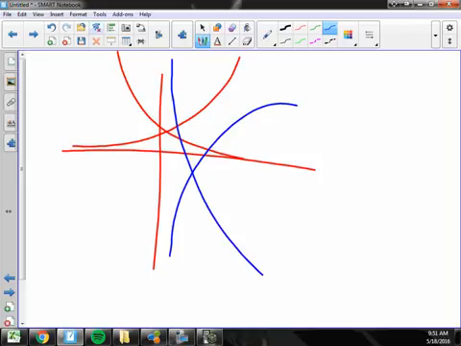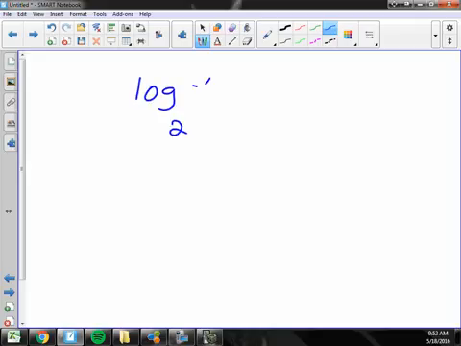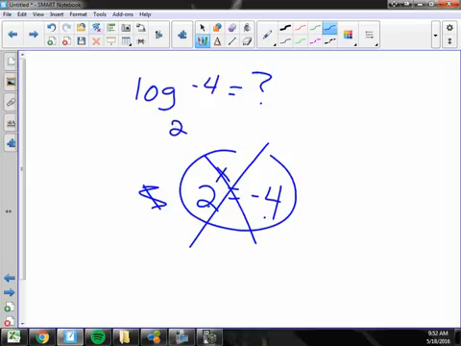So the exponential graphs are never below the x-axis, and the logarithm graphs are never to the left of the y-axis. You just can't take a negative number. So if I had log base 2 of -4 equals what? That's the same as saying 2 to the x equals -4. It can't happen. You can't take a positive number and use multiplication of itself and create -4. So this doesn't exist because it can't be below the x-axis. And this doesn't exist because it can't be left of the y-axis.